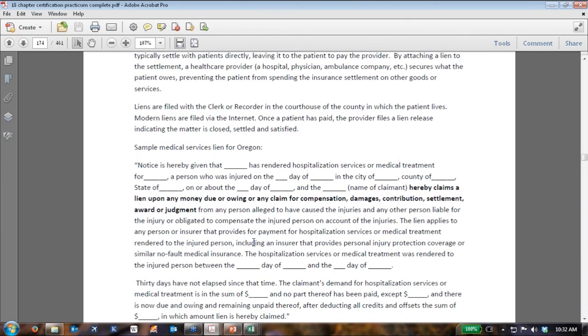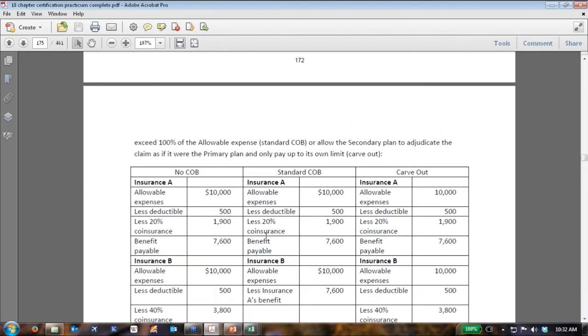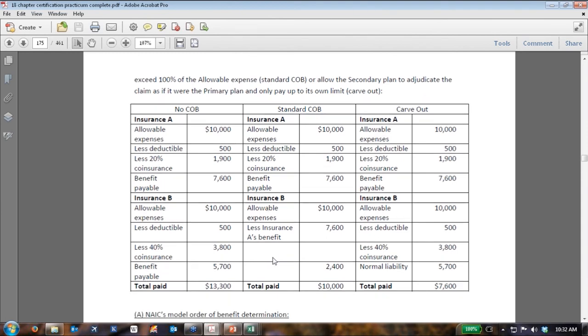And then I have a kind of nice example here of how coordination of benefits works, on page 173. So take a close look at the different ways in which coordination of benefits is determined between payer A and payer B. They don't both want to pay the whole claim, and how this actually happens. And this carve-out is the way it mostly works today. This is the most prevalent way in which coordination of benefits works these days.